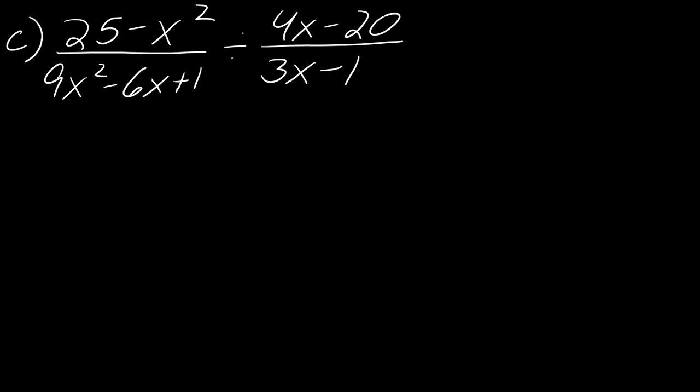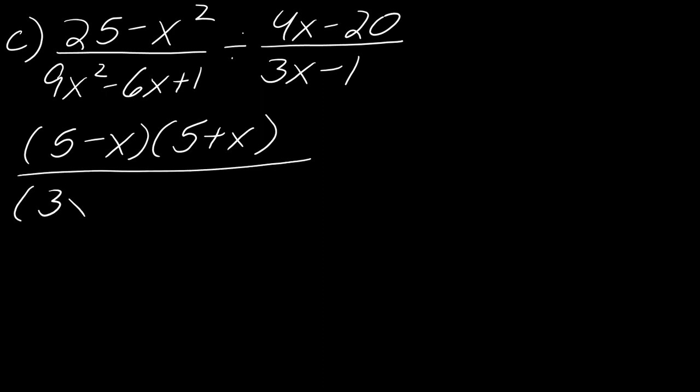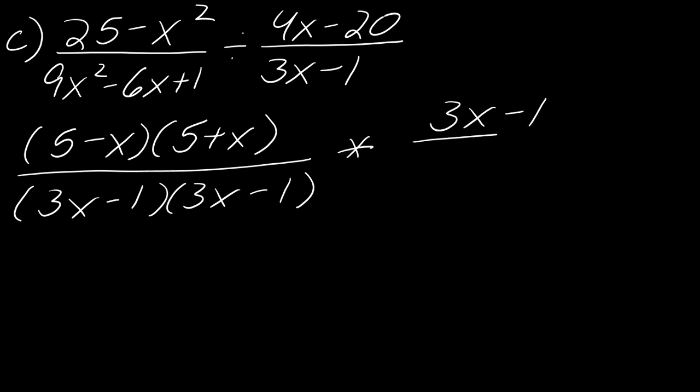Okay, for this last one, let's factor everything, and we'll flip the second fraction too. This is 25 minus x squared, so since the number comes first, this is going to be 5 minus x, 5 plus x. And then this is going to factor as just 3x minus 1 times 3x minus 1. Now I need to flip this second fraction, so now this is going to be 3x minus 1 on top, and I can factor 4 out, so this is going to be x minus 5.